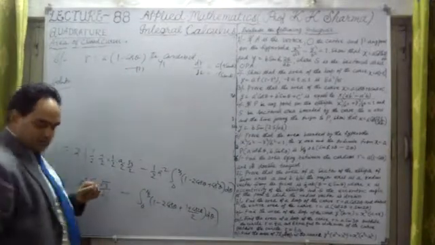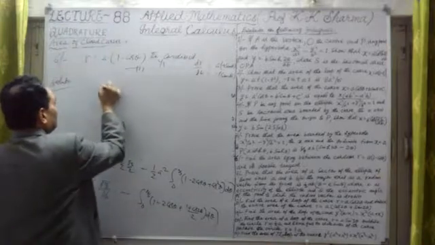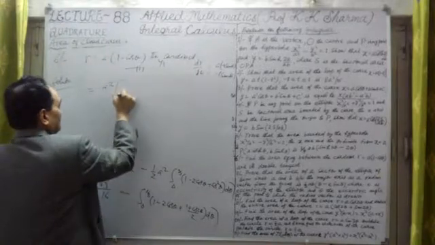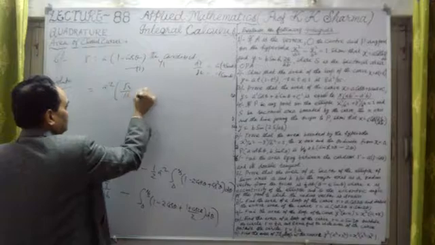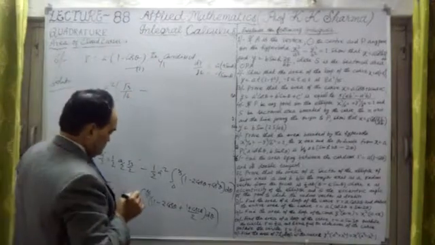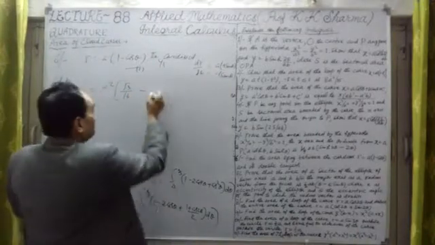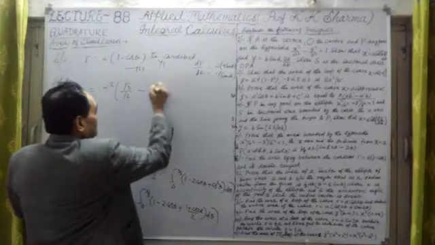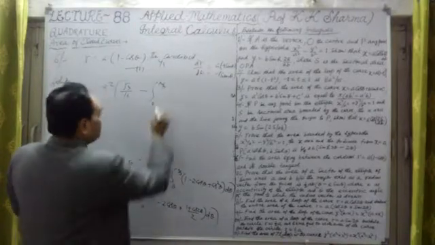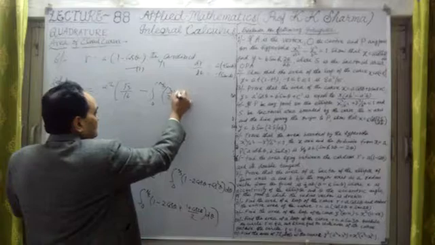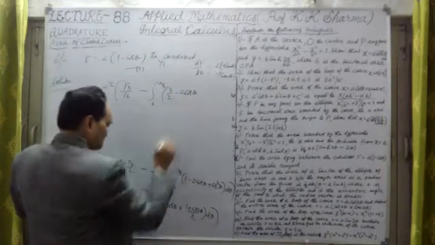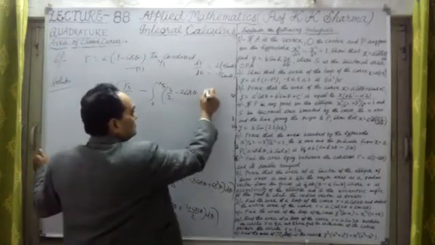So finally, what do we get? This is equal to a square into root 3 by 16 minus sin, okay, this is 0 to pi by 3. 1 by 2 plus 1, that means 3 by 2, minus 2 cos theta plus second is 1.